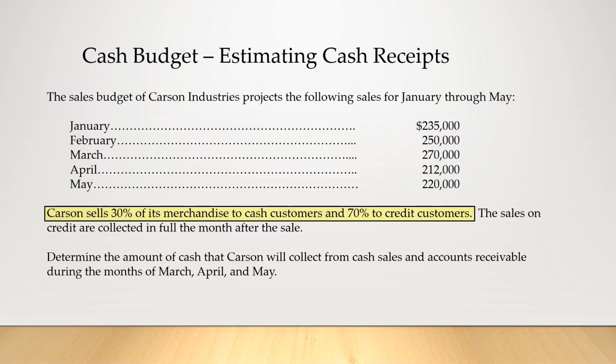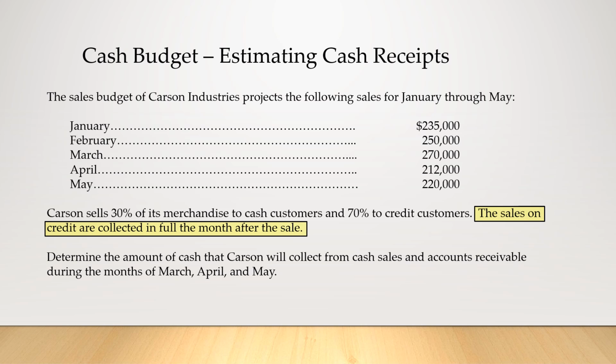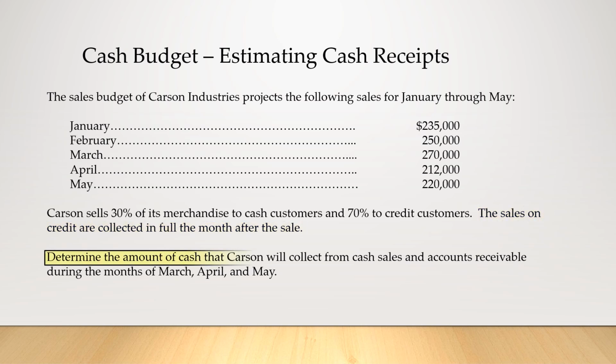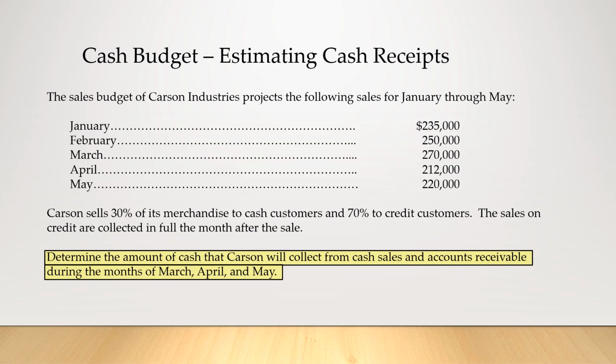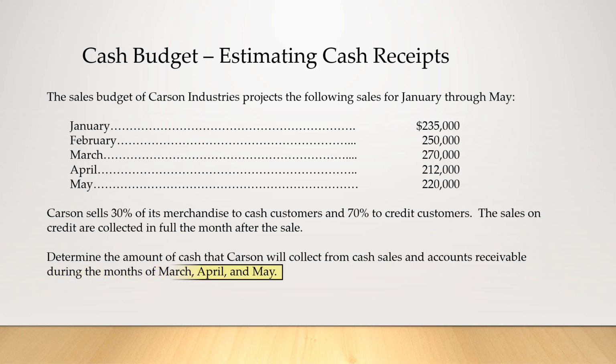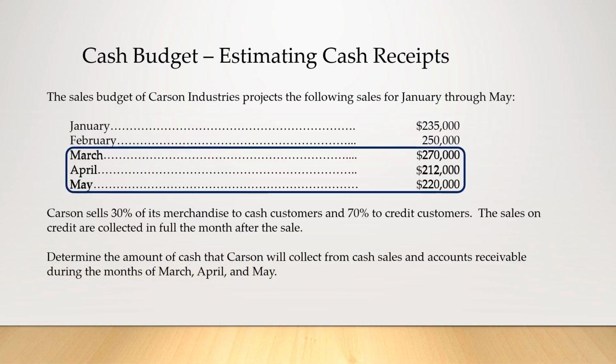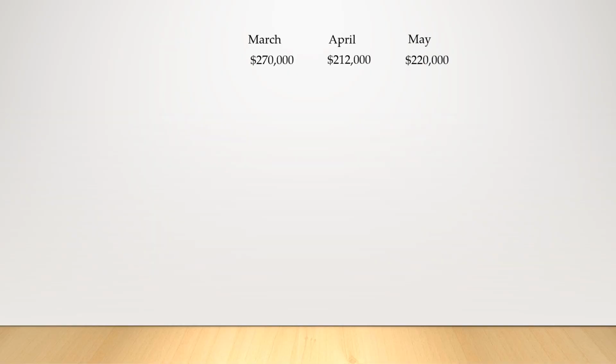Carson sells 30% of its merchandise to cash customers and 70% to credit customers. The sales on credit are collected in full the month after the sale. Determine the amount of cash that Carson will collect from cash sales and accounts receivable during the months of March, April, and May. We'll begin this budget with the relevant month sales. We need to isolate the portion of each sales figure that is actually cash received.